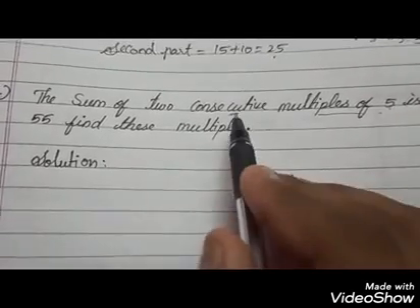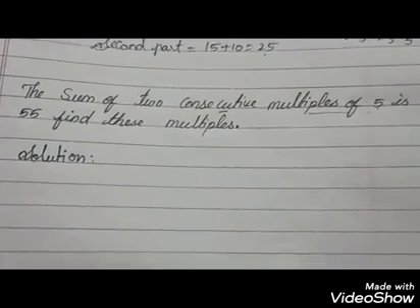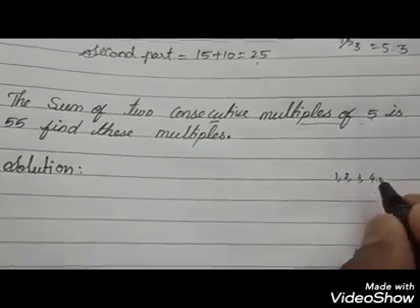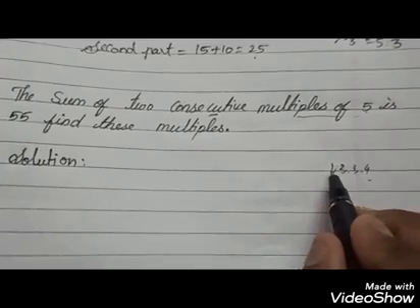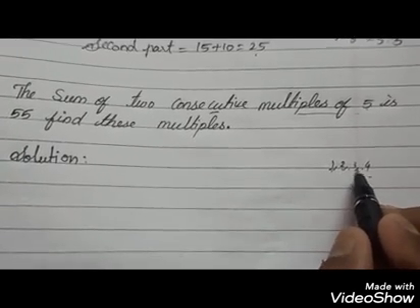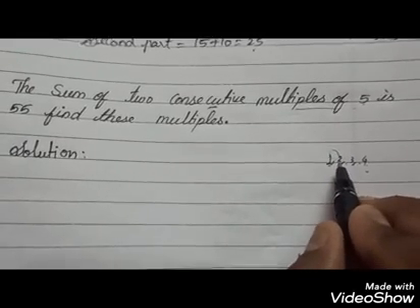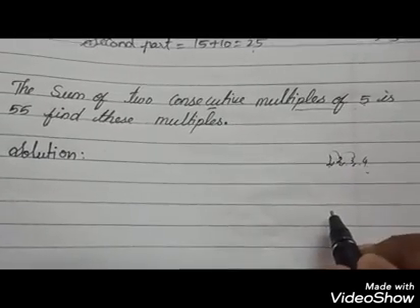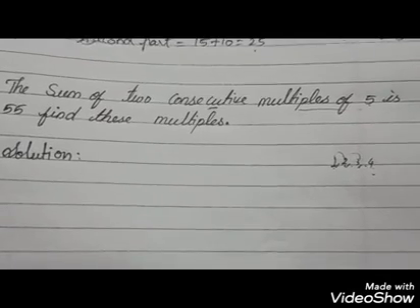Consecutive in the sense it should be continuous. For example, consecutive numbers: 1, 2, 3, 4. These are the numbers we say are consecutive. So the consecutive of 1 is 2, 3 and then 4. 1, 2 we say are consecutive two numbers. 2, 3 are also consecutive two numbers. So the next number we say is consecutive.